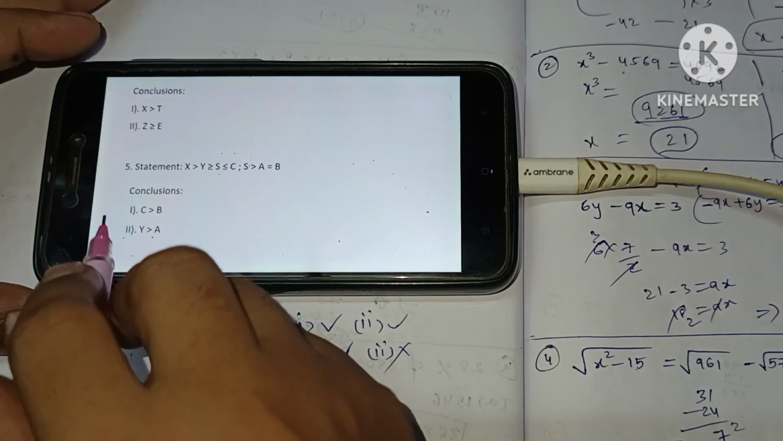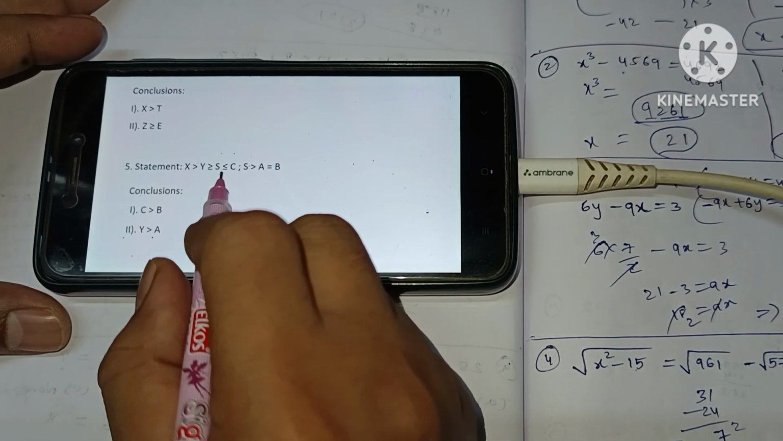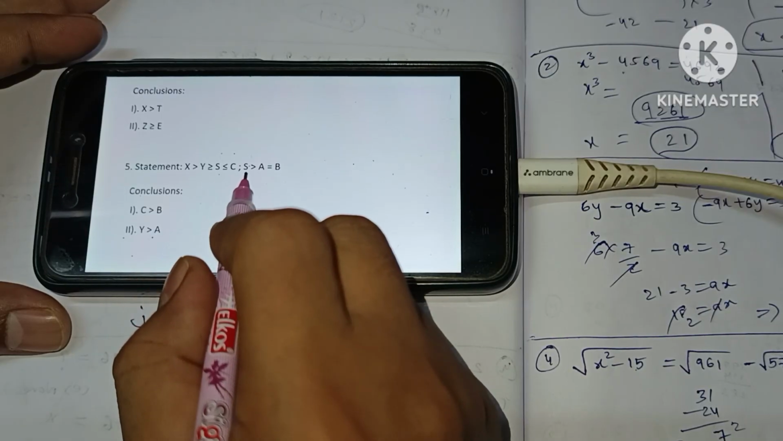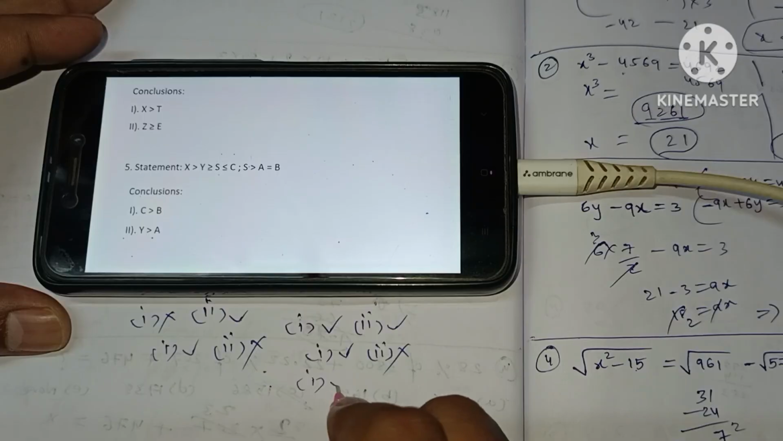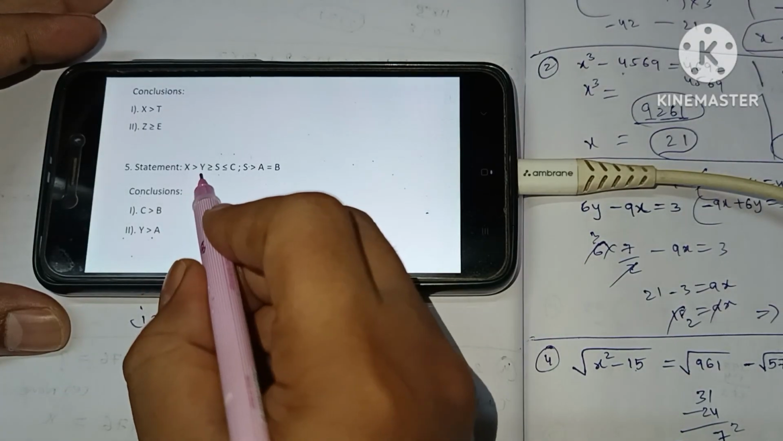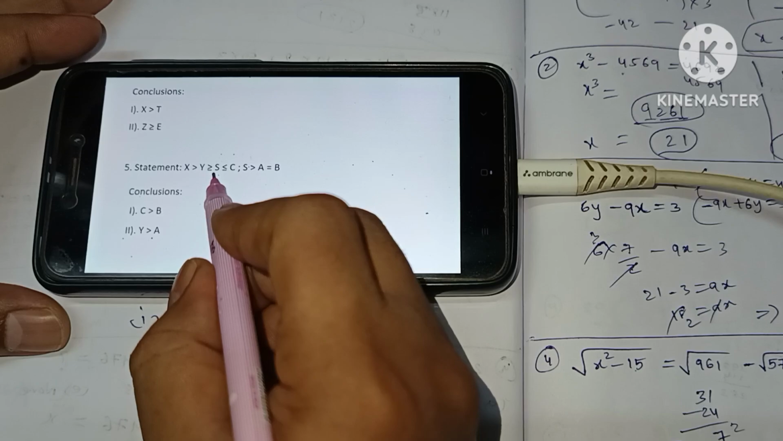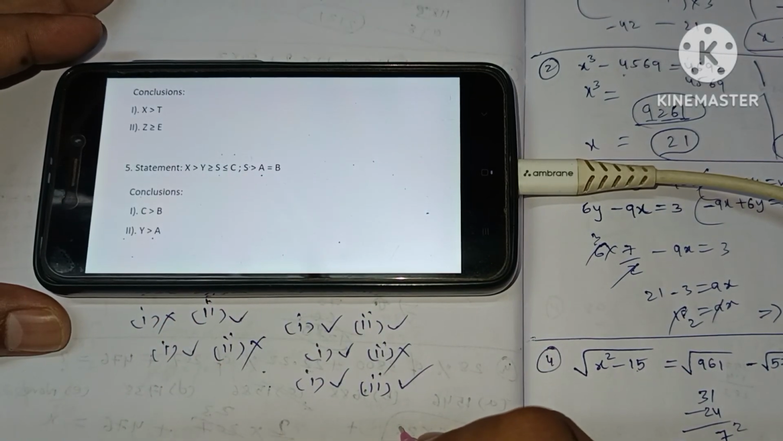Last question, the flow from C to B. Here is C. From C we can reach to S. From S we can reach to B. So first conclusion will be true. Second conclusion, flow from Y to A. From Y we can reach to S. From S we can reach to A. So second one is true.